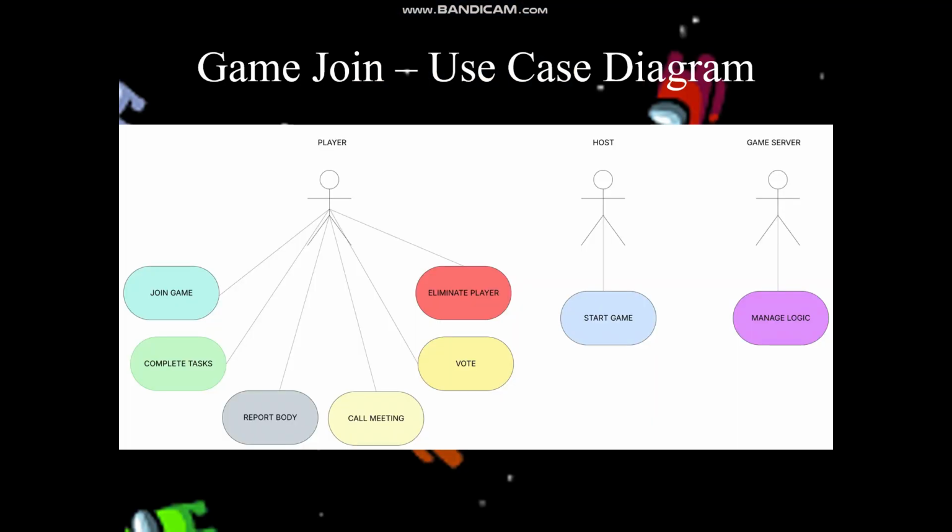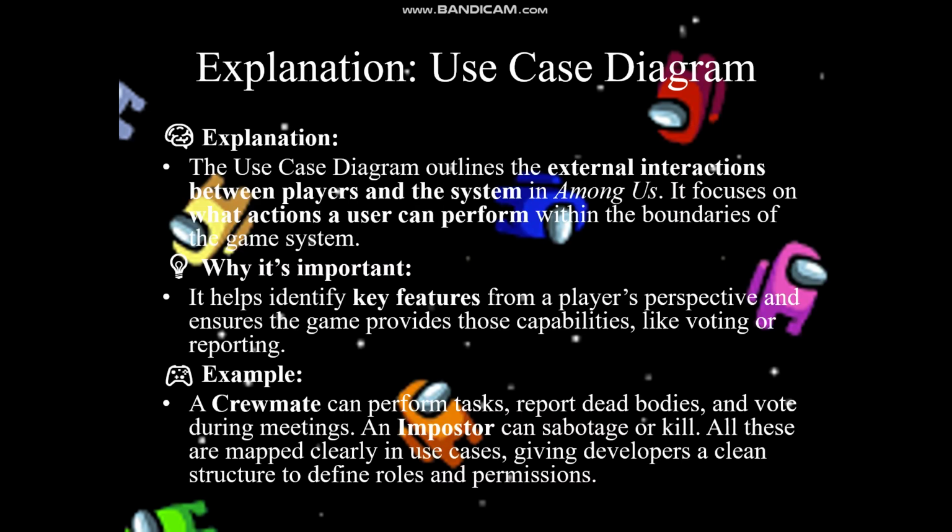Let's begin with the use case diagram. This shows what the player can do in the game, such as joining a match, reporting a body, calling an emergency meeting, or completing tasks. Imposters have unique use cases like sabotaging and eliminating players. The game server is responsible for handling all logic like voting and tracking player state. This diagram helps us understand the user system relationship at a high level.